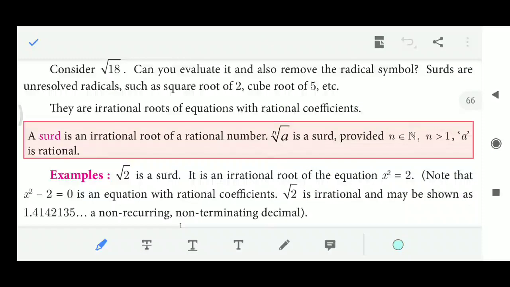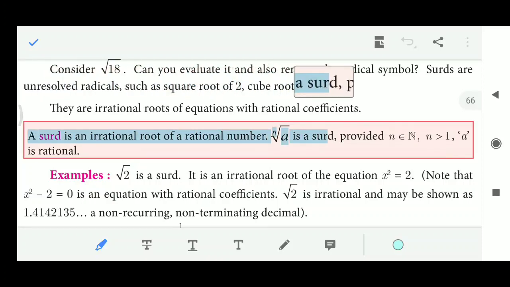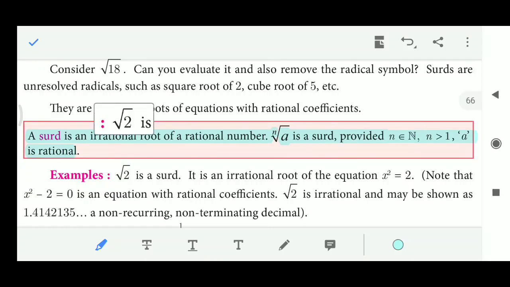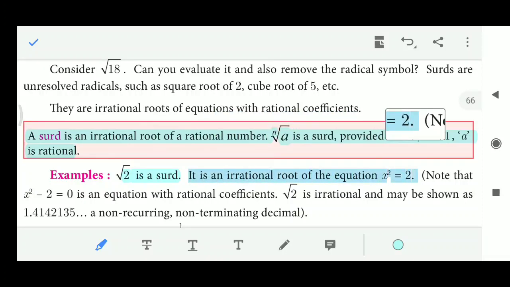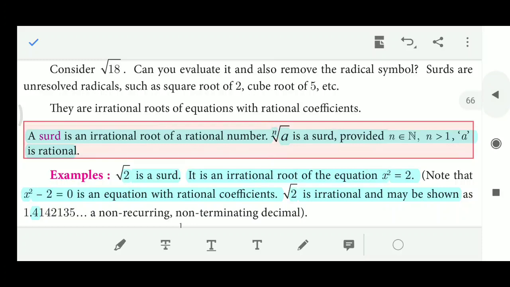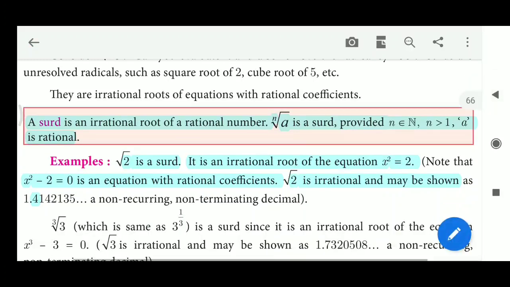A surd is an irrational root of a rational number. So the nth root of a is a surd, provided n belongs to natural numbers where n is greater than 1 and a is a rational number. For example, root 2 is a surd. It is an irrational root of the equation x square is equal to 2. Here root 2 is irrational and may be shown in decimal form as 1.4142135 and it goes on, which is a non-recurring and non-terminating decimal.